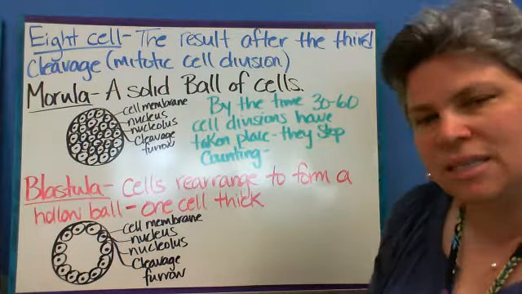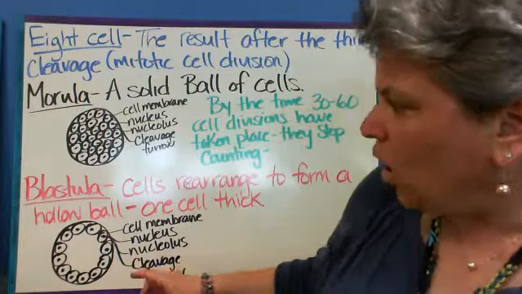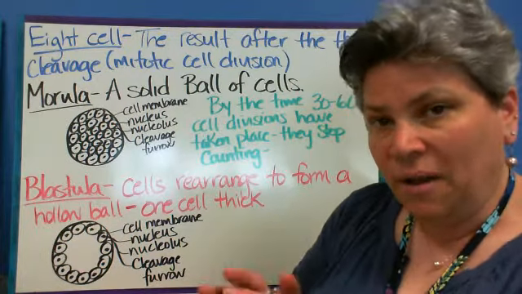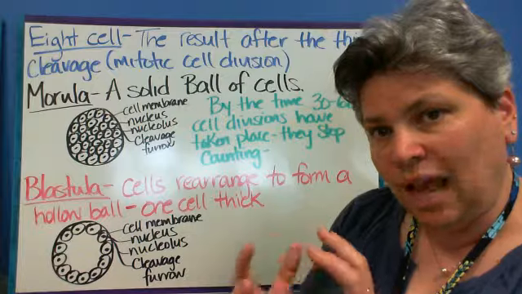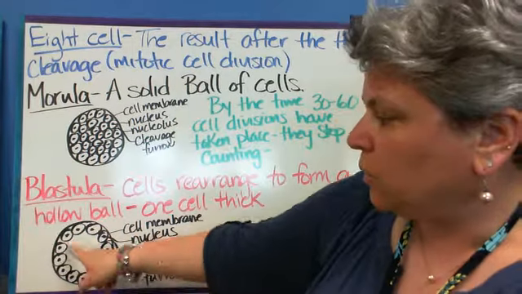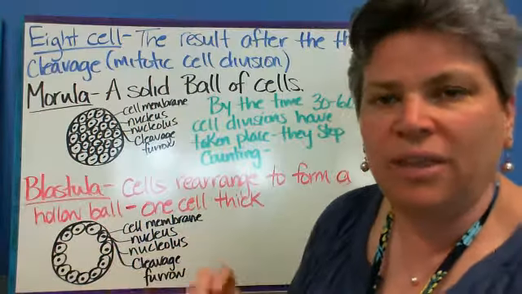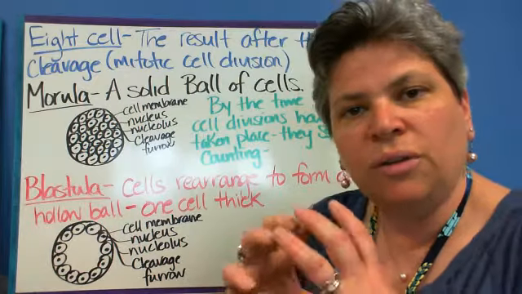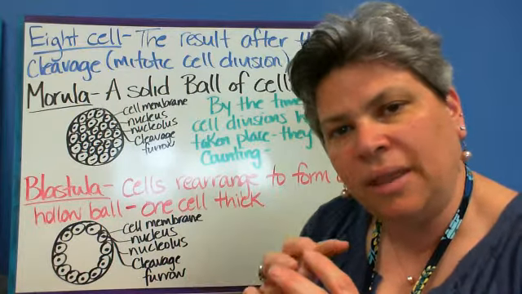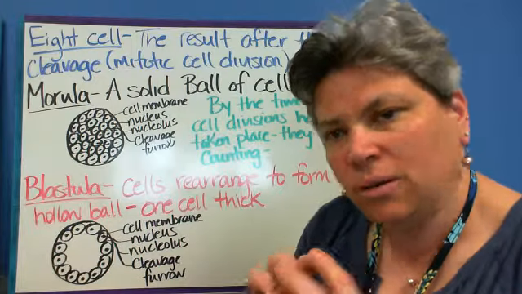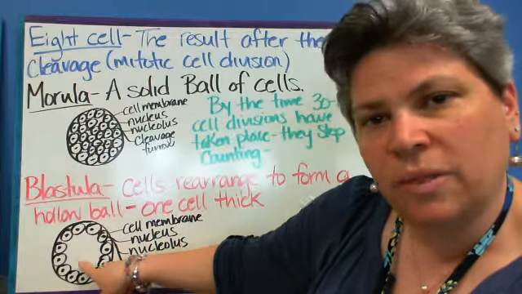Well, what happens next is kind of interesting, because all of the cells somehow find their way to the outside, and we end up, with this rearrangement, with a hollow ball. Think about a ping pong ball. So the layer of cells is the plastic around the outside, and it's hollow in the middle. This is hollow in the middle.